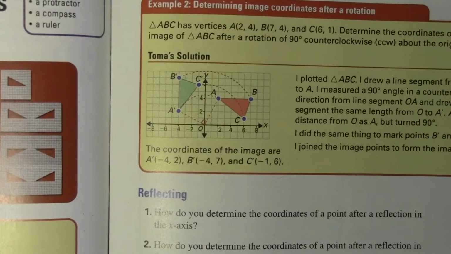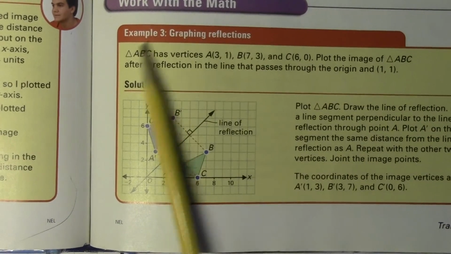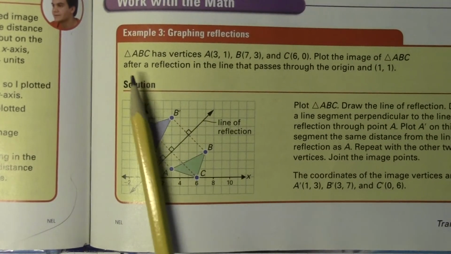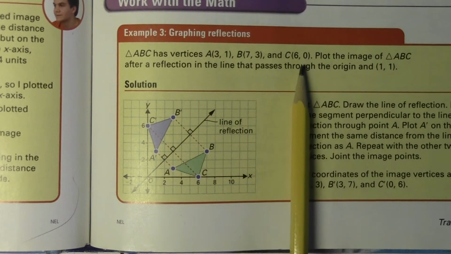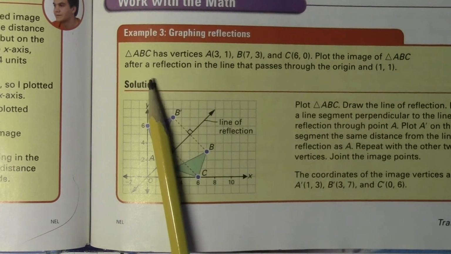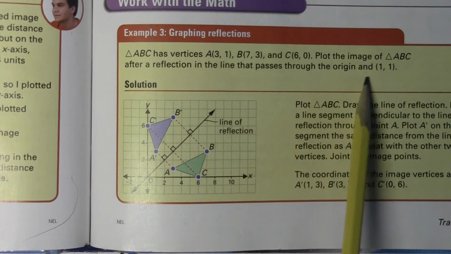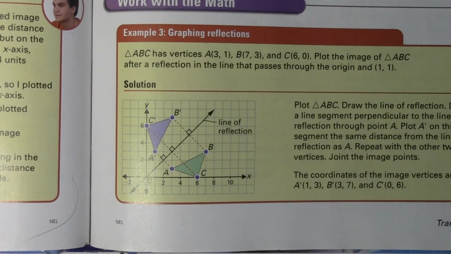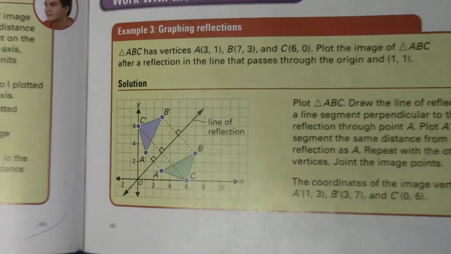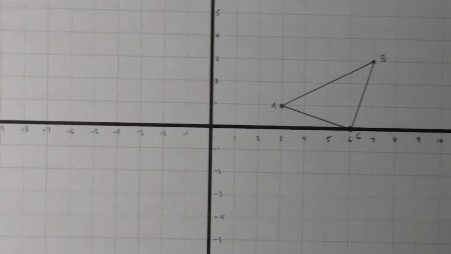So we're gonna skip the rotation part here, we'll talk about that tomorrow, and we're just gonna look at the bottom, so this is example 3 of graphing reflections. So we have triangle ABC, a new triangle ABC with these coordinates. Plot the image of triangle ABC after a reflection in the line that passes through the origin and 1, 1. So it makes it a tiny bit more difficult, but it's not much more difficult.